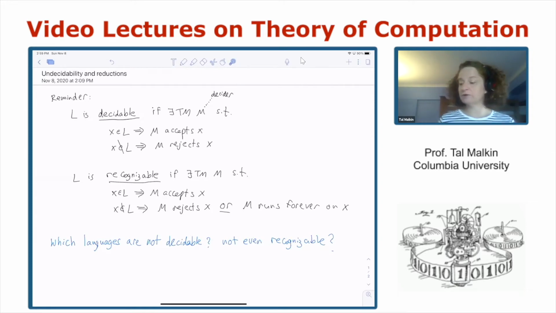And the language L is recognizable, Turing machine recognizable, if there exists a Turing machine M such that when X is in the language, M accepts X, and when X is not in the language, M either rejects X or runs forever on X.